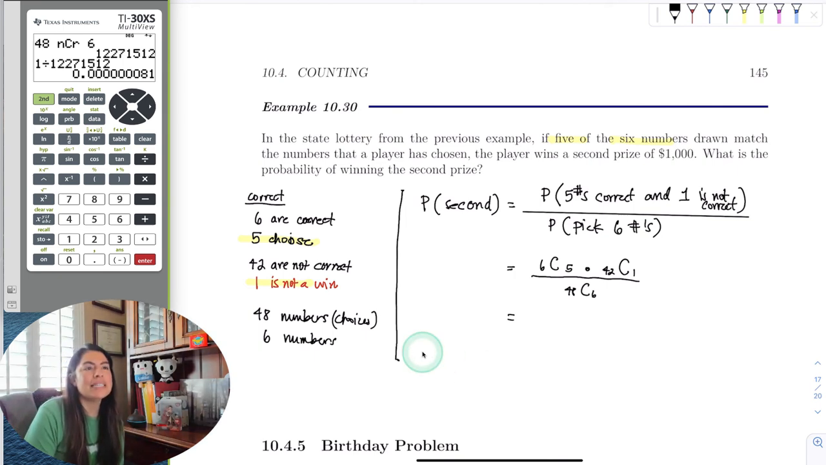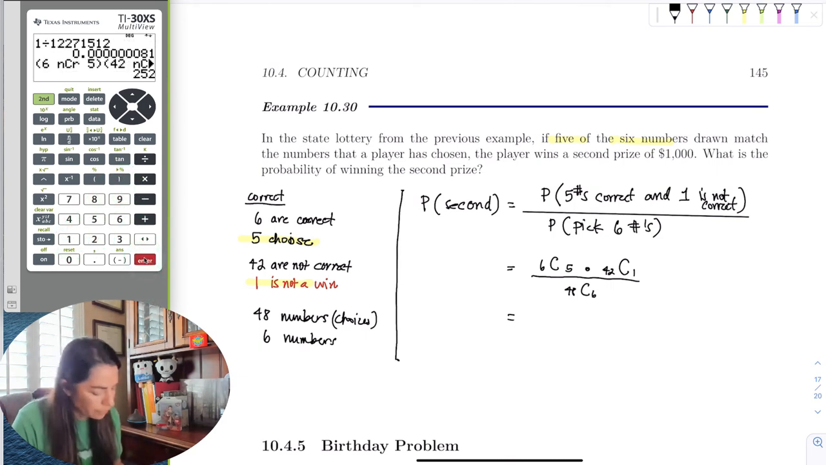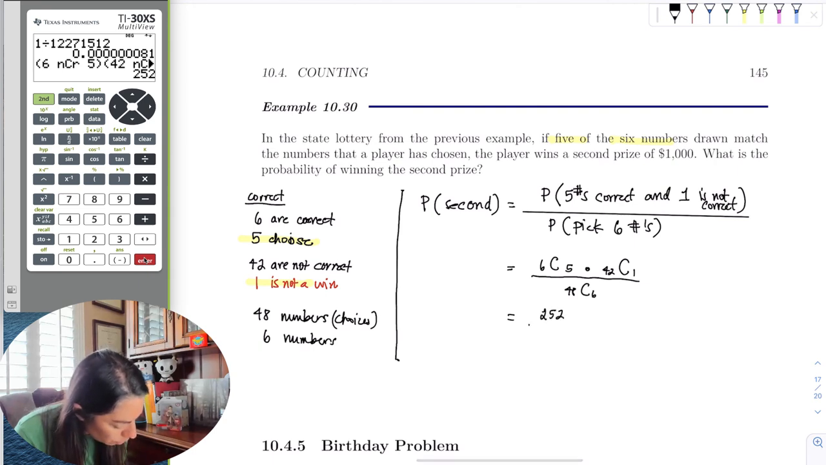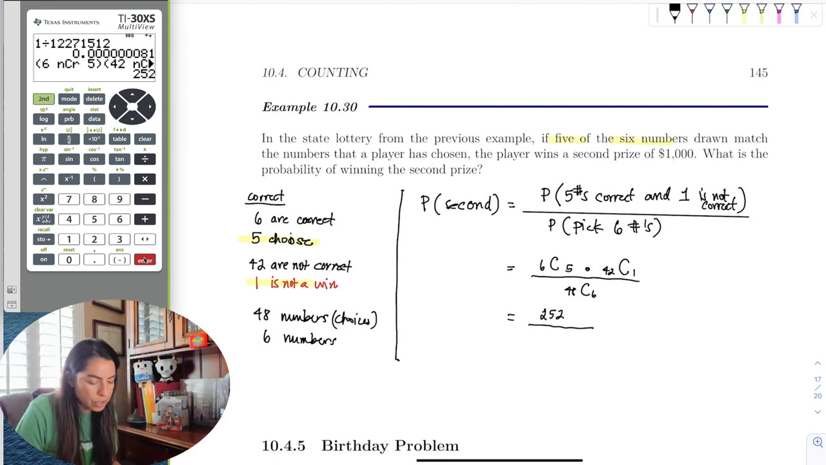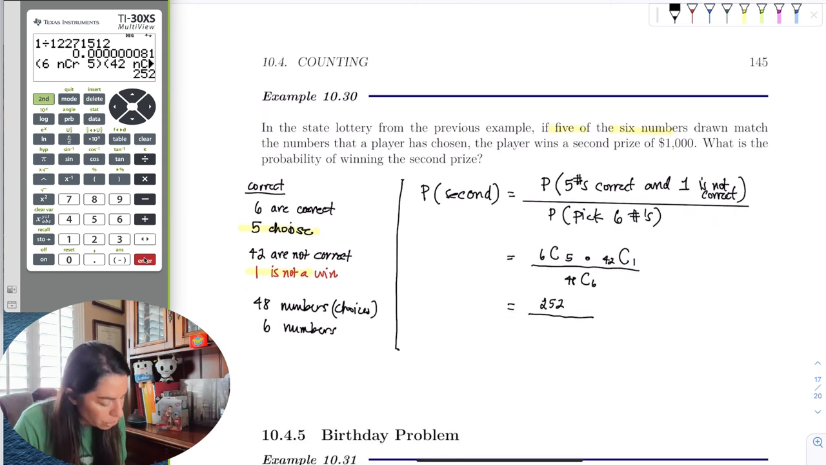Okay, so let's see what this looks like. So I'm gonna do the numerator first. So six choose five times 42 choose one. 252. And we're going to divide by the number of ways you can choose 48 out of 6, which we already did over here in the previous example. So we can just go ahead and grab that. 12,271,512.